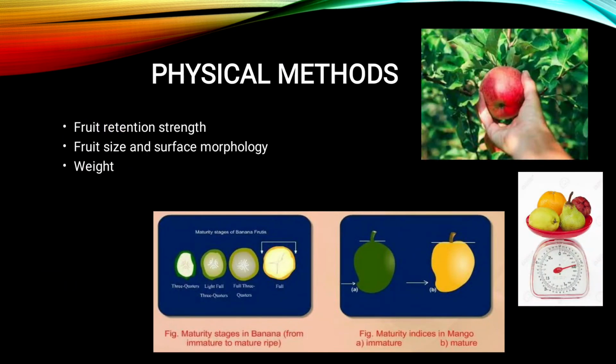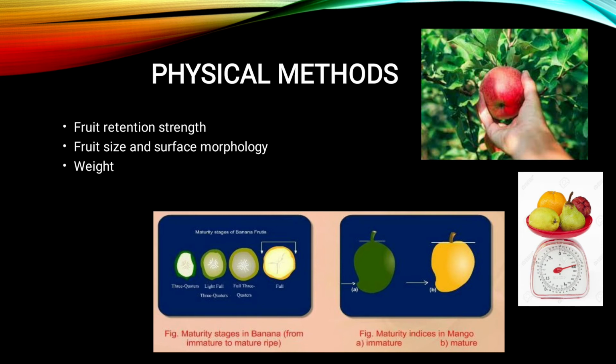Now the second method is the physiological method. There are tremendous physiological methods. Among them we'll see some selected points. The first one is fruit retention strength, second is fruit size and surface morphology, and third is the weight of the fruit. The physical method is where through sensory organs we assess the maturity. In the first image, the apple is pulled out from its branch. Fruit retention strength: what is meant by fruit retention strength? It means the force required to separate the fruit from the respective branch or plant.